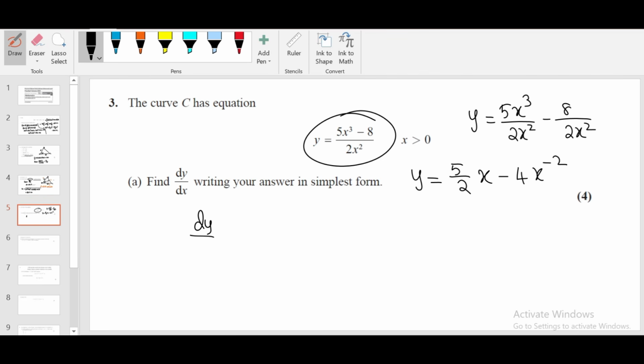Now you can write dy over dx is 5 over 2, x becomes 1, minus 4, x power minus 2 becomes minus 2, x power minus 2 minus 1. So you get 5 over 2 plus 8 x power negative 3. That's it. That's part A of this question. Let's move on to part B now.